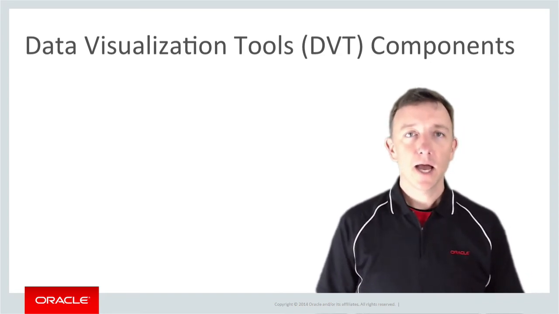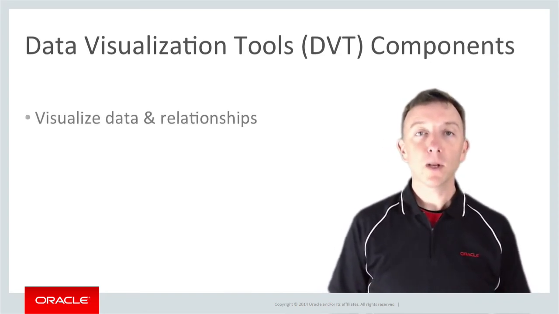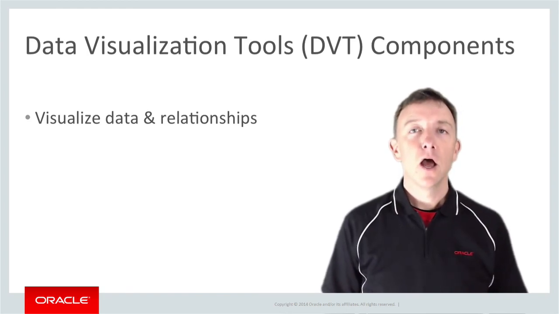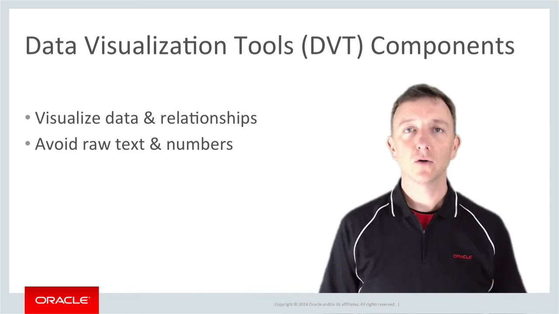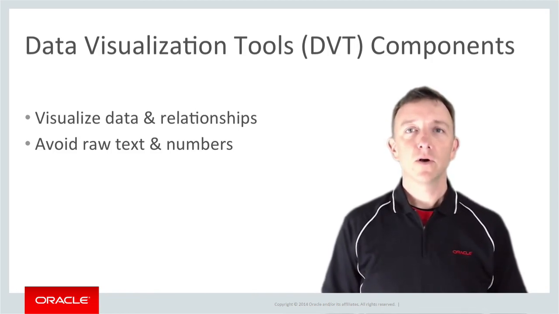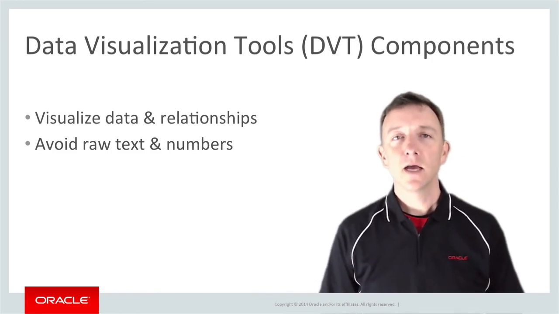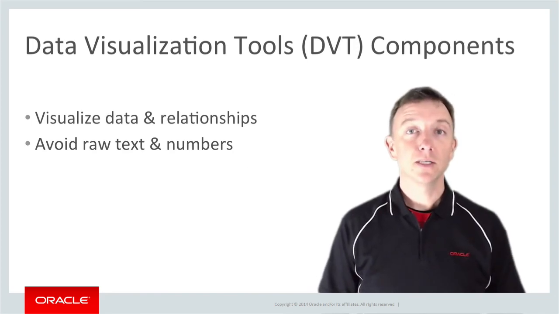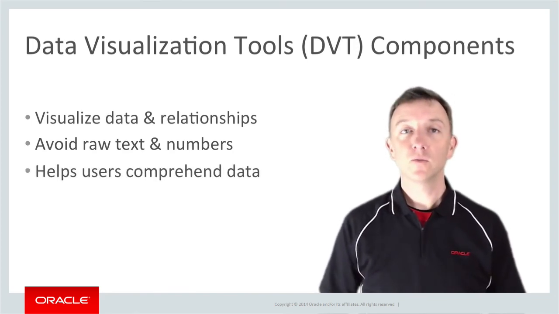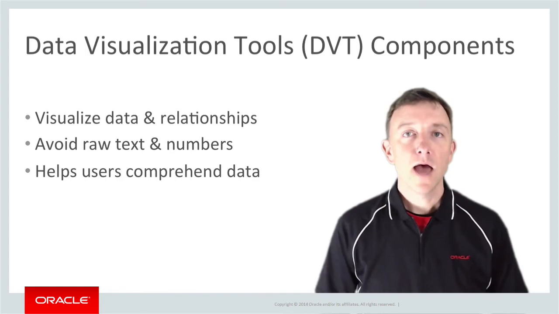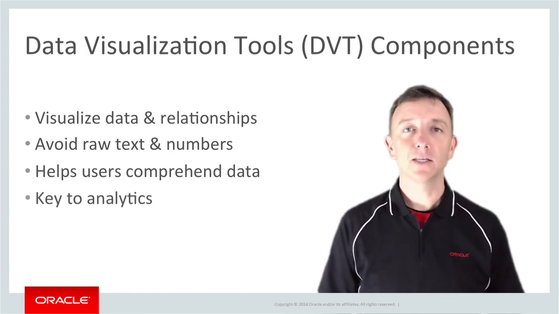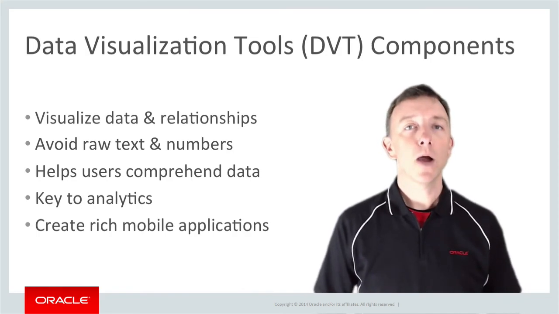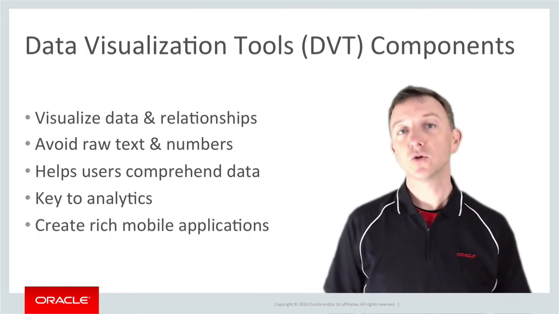They're designed to allow users to visualize complex data and their relationships, not in raw text and numbers, but in pictures and interactive controls. Besides avoiding the boredom of too much text, the goal of DVT components is to help users comprehend the volumes of data available to them. That's why DVT controls are heavily used in both analytic type applications and, of course, rich mobile applications you can build in MAF too.